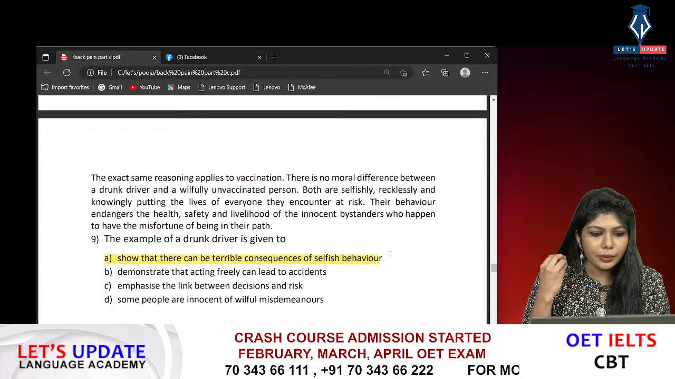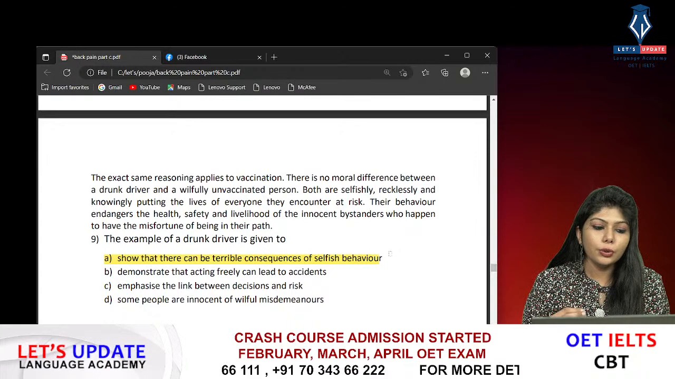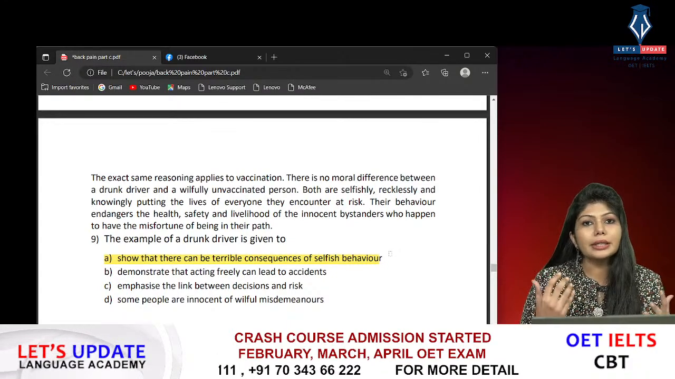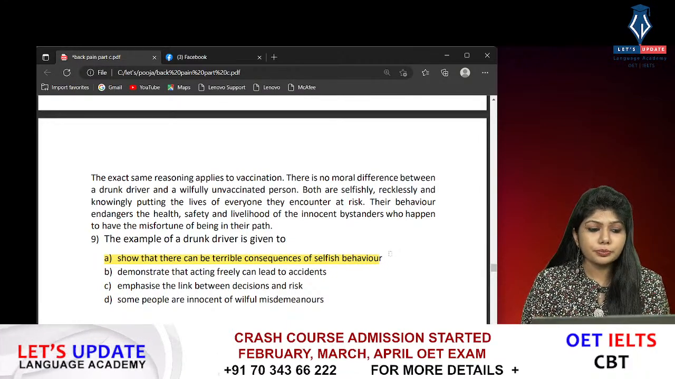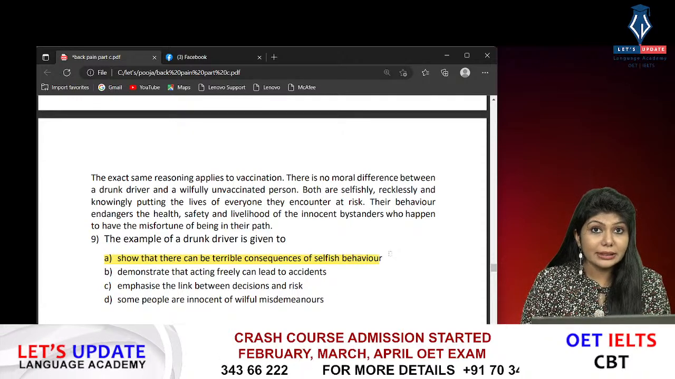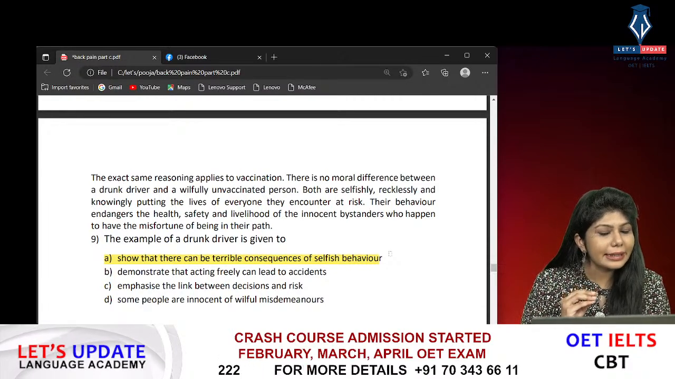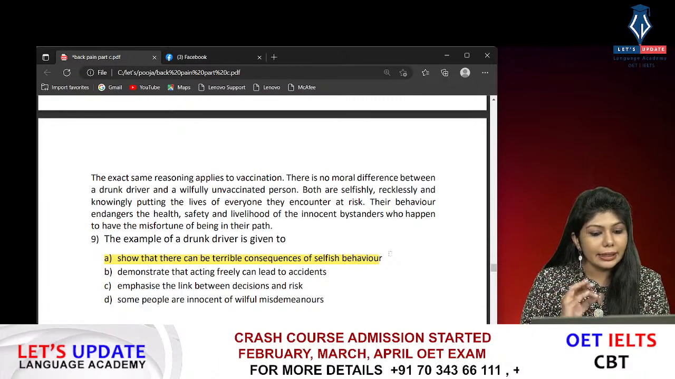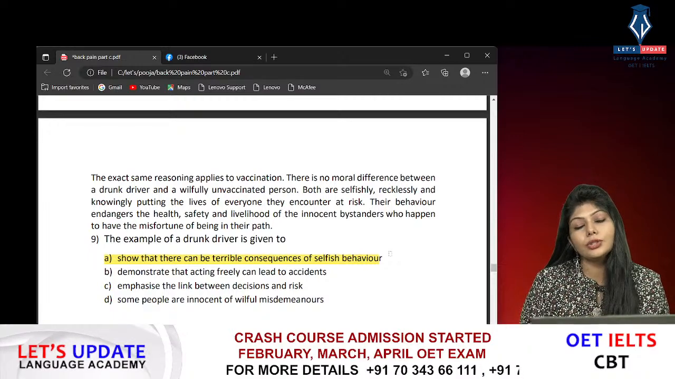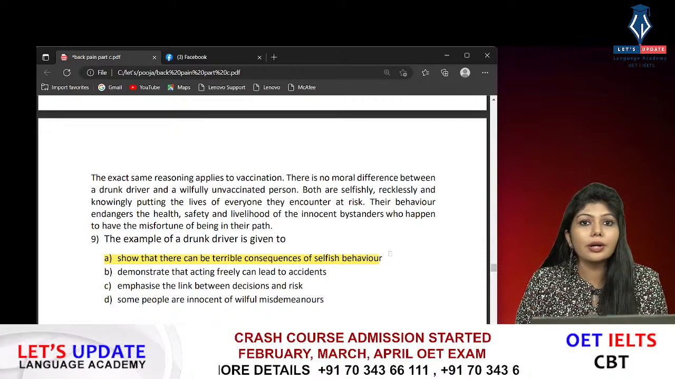They have given the example of a drunk driver not to emphasize that a drunk driver will cause accidents. They have just given that example to tell you that there can be terrible consequences of selfish behavior or a disaster.